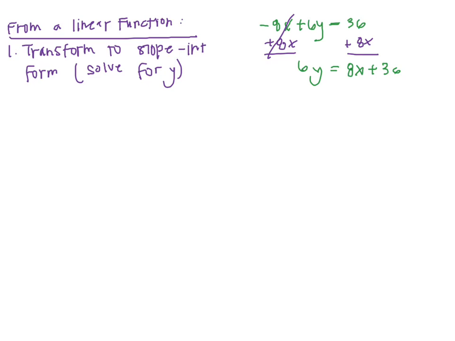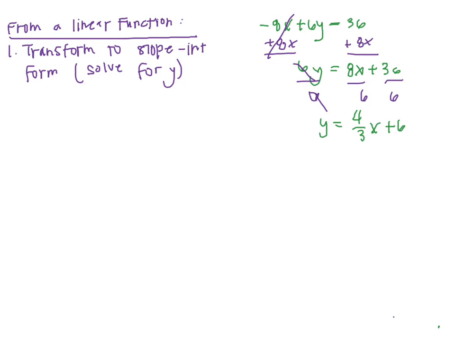So first I added 8x, now I'm going to divide everything by 6. So when I transform this into slope-intercept form, I have y equals 8 over 6 will reduce to 4 over 3, and 36 over 6 reduces to 6.